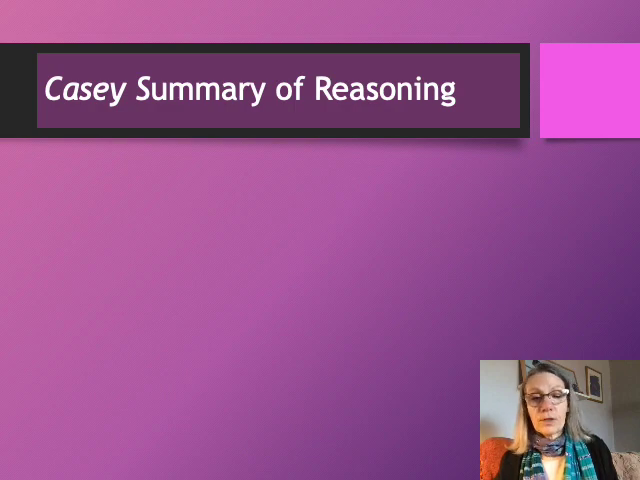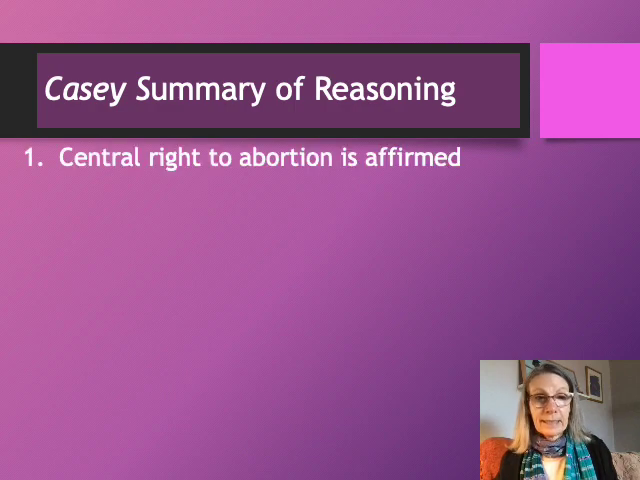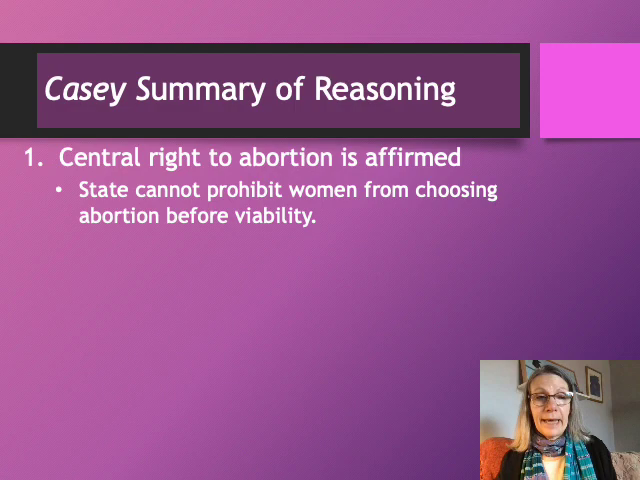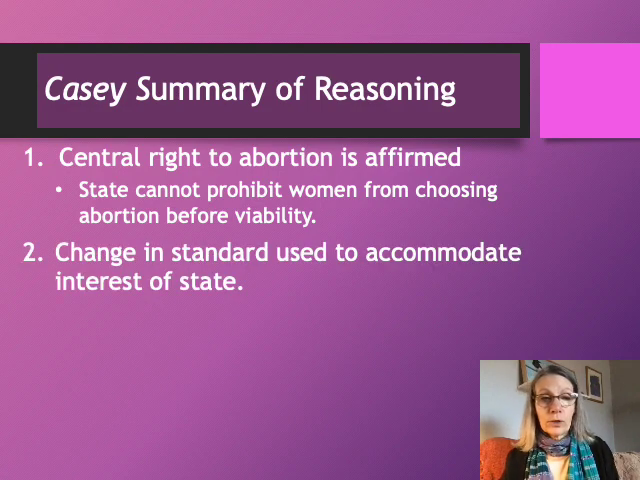So probably one of the most important aspects of the ruling of Casey is that the central right to an abortion is affirmed. So Roe v. Wade is not overturned by Casey. It basically says that states cannot prohibit women from choosing an abortion prior to viability. So in a way, it's a loss for the pro-life movement because Roe v. Wade is not overturned. However, there is a change in the standard used to accommodate the interests of the state.